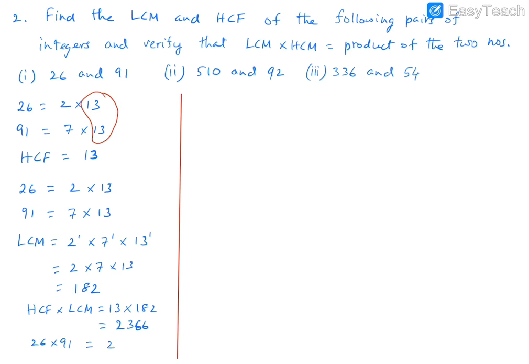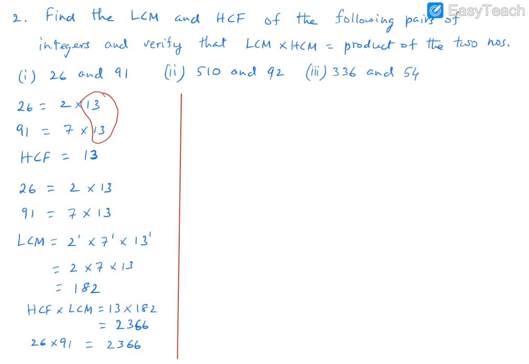So when you multiply, you will find that you get 2366. So this is one relationship that we have seen when we have the HCF and LCM for two numbers. The product of the HCF and LCM of a pair of numbers is equal to the product of those numbers itself. Okay, so now we have seen how to calculate the HCF and LCM.